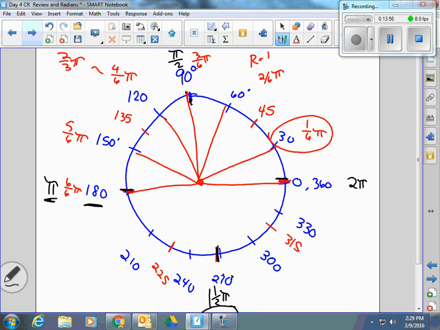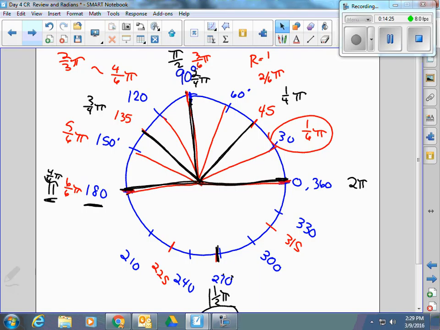Okay, question here. What if we counted by 45s? How many sections would I have? 4. So that means this is 1/4 of pi. This is 2/4 of pi. Can I reduce that down to 1/2? This would be 3/4 of pi. And this would be 4/4 of pi. Does that reduce down to 1? Yes.